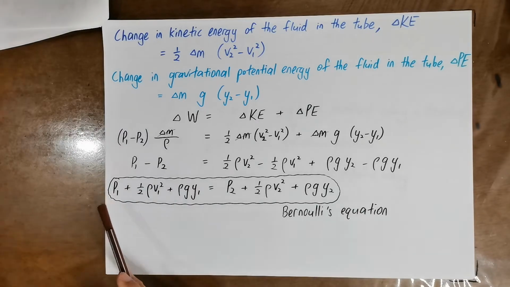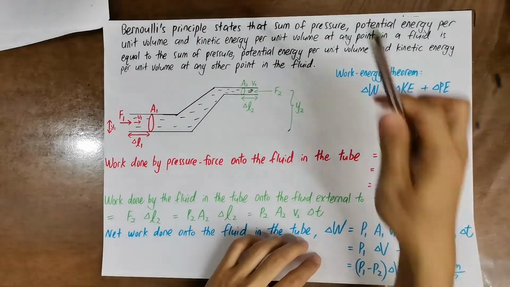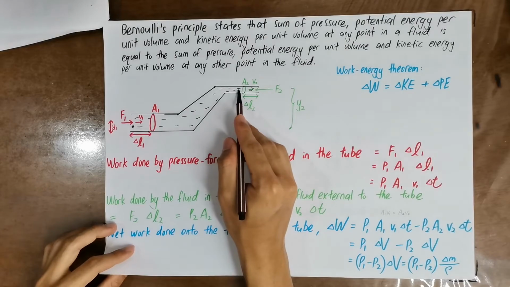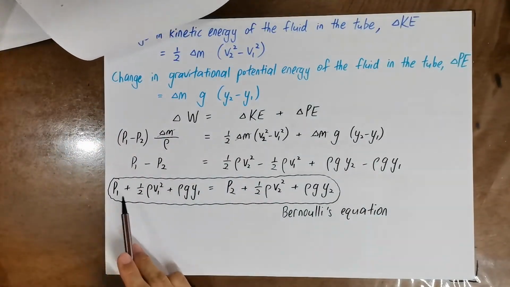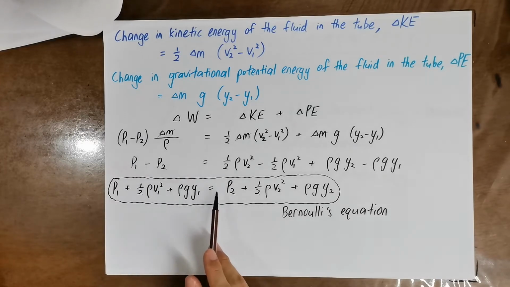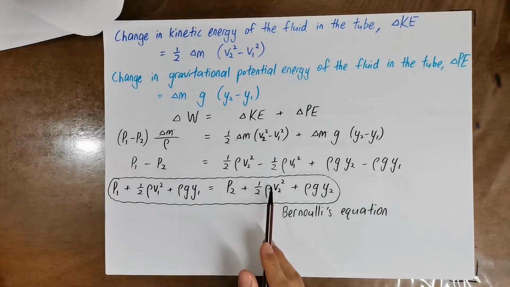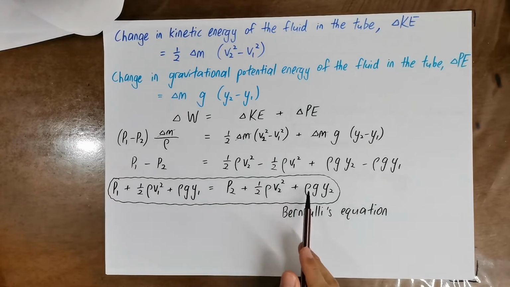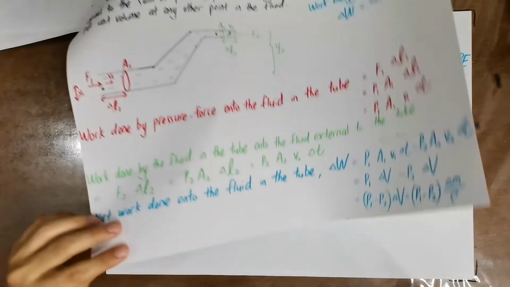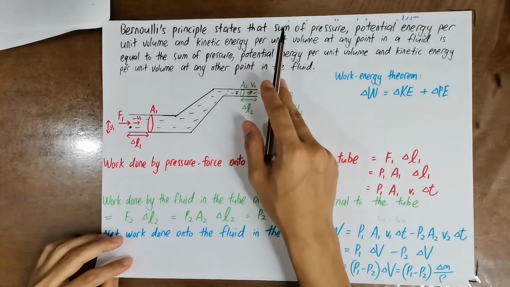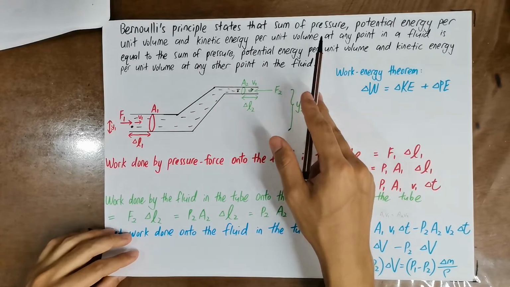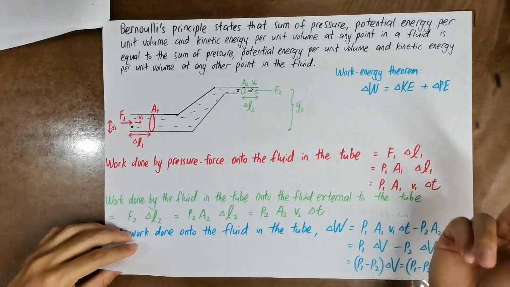For example, this is point 1, this is point 2. The pressure at point 1 plus half rho v1 squared plus rho g y1 equals the pressure at point 2 plus half rho v2 squared plus rho g y2. This is your Bernoulli's equation, because the Bernoulli principle states that the sum of pressure, potential energy per unit volume and the kinetic energy per unit volume at any point in the fluid is a constant.